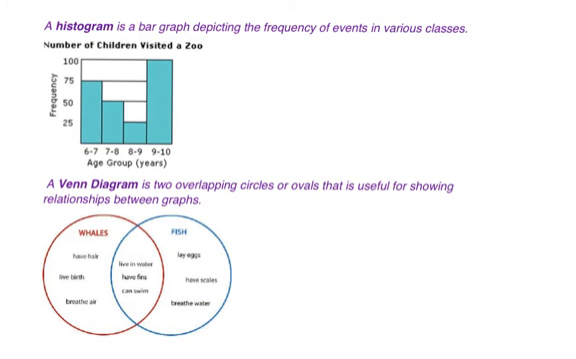The next two types of graphs are histogram and Venn diagram. A histogram is a special type of bar graph that depicts the frequency of events in various classes. So in this example here, you can see that there's a range at the bottom of each bar. And then a Venn diagram is two overlapping circles or ovals that is useful for showing relationships between groups. So here, you're trying to compare whales and fish, so you can see their similarities and their differences.